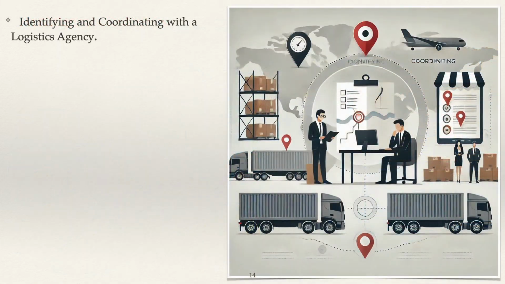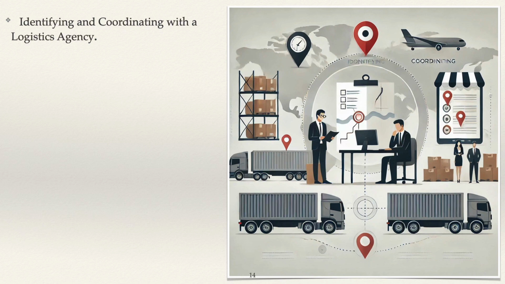Let us start the breakdown in brief about the subtopics. 1. Identifying and contracting a logistics agency. This task is typically managed by the contractor's head team, while local coordination is handled by the project team. To better understand the process, let us outline the steps involved.